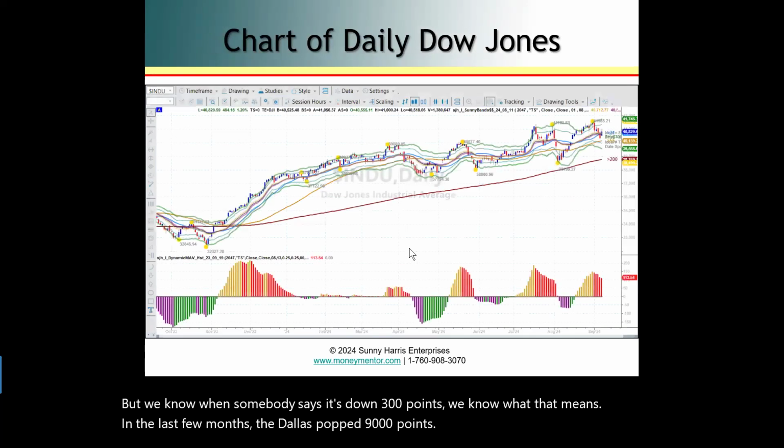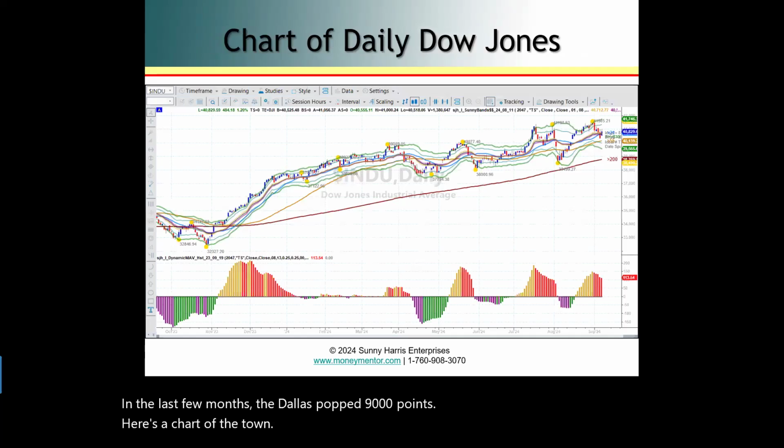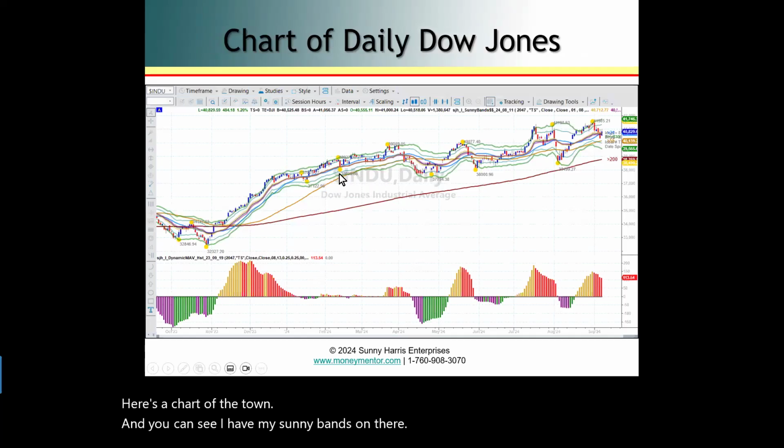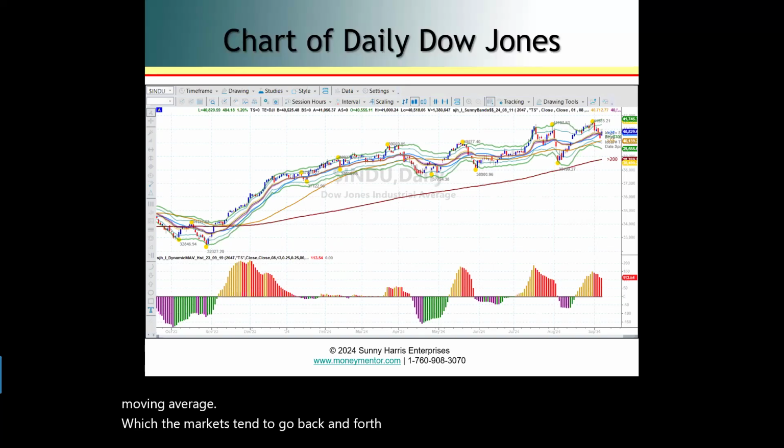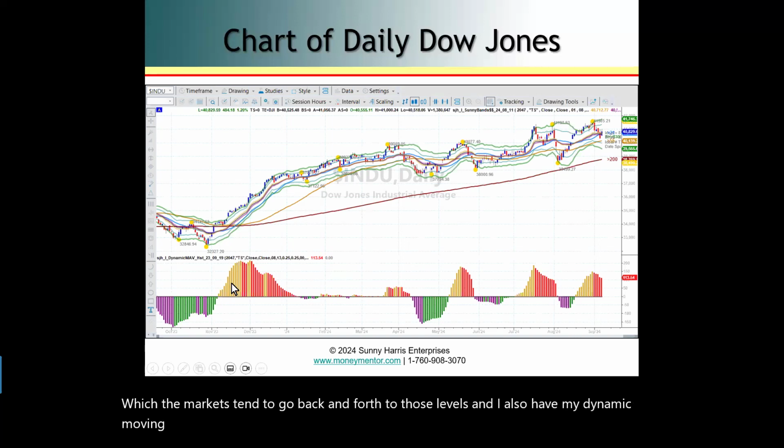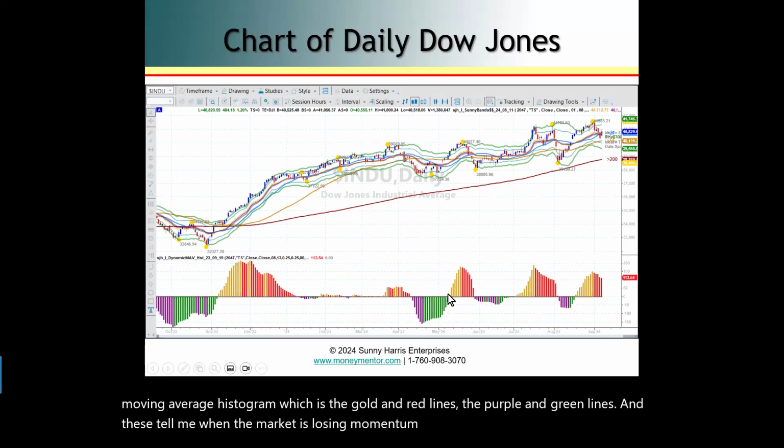Here's a chart of the Dow. And you can see I have my SunnyBands on there. I also have a 21, a 55, and a 200 period moving average, which the markets tend to go back and forth to those levels. And I also have my dynamic moving average histogram, which is the gold and red lines, the purple and green lines. And these tell me when the market is losing momentum or gaining momentum. And I use these for trading as well.